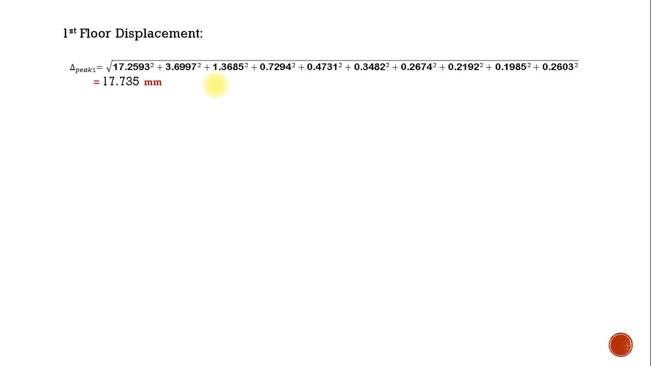So, first floor peak story displacement. So, using SRSS, ito yung ating nagiging solution. So, delta peak 1, square root of all modal story displacements of every mode. So 7.2593 for mode 1 squared plus 3.697 squared for mode 2 plus 1.3685 for mode 3 squared and so on up to this last term here, 0.2603 for mode 10 squared. So, isa-square lang natin lahat and the result is kukunin natin ng square root. So, ito yung ating magiging result, 17.735 millimeters.